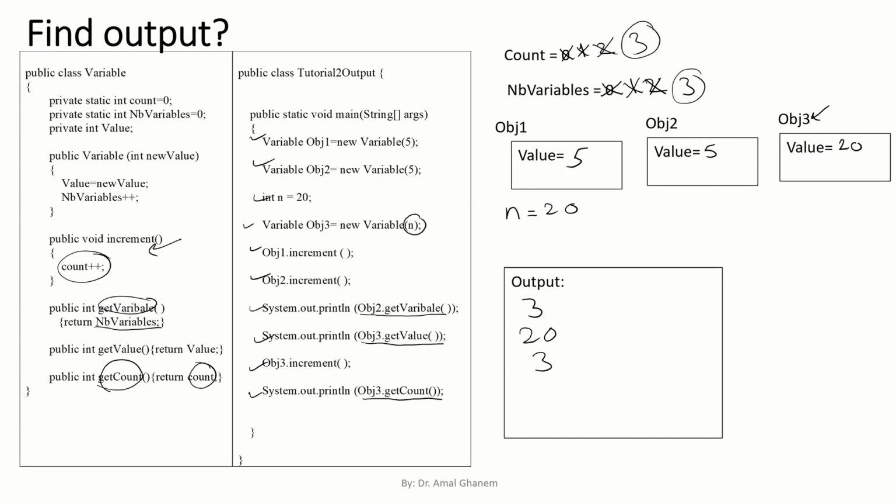So out of this exercise, we created 3 objects. Individually, each one of them has a value which is different from the other objects, but they are sharing 2 static variables, count and number of variables. Whenever we change the value of count or number of variables, it will be shared between all of the objects. On the opposite side, value, even if it is changed for one object, will not affect the other object.